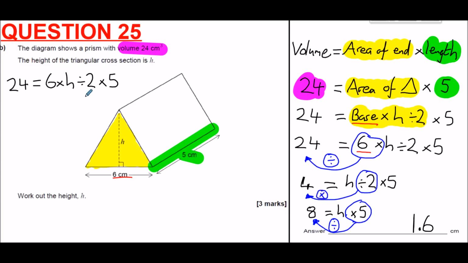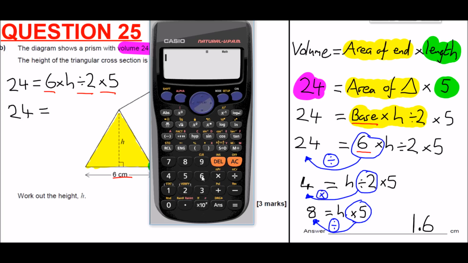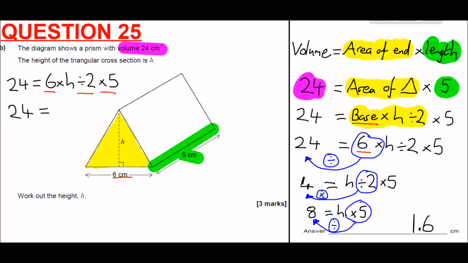Now just to show you what I was going to do over here. The order we multiply and divide by doesn't matter, so we can leave that h to the last if we'd like, and we can just neaten up the numbers here. So what we've got is 6 divided by 2 times 5, which is 15. And so we can neaten this bit up to say it's 15 h's. So 24 equals 15 h's.